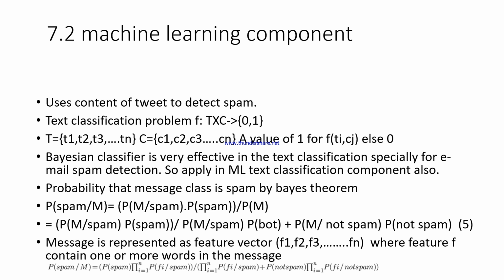We use Bayesian classification because it is very effective for text classification, especially for email spam detection, so we apply it in the ML text classification component also. The probability that the message class is spam is given by Bayes' theorem. Bayes' theorem basically finds the probability of spam in a message. It is represented as the probability of the message given it is spam, times the probability of spam, divided by the probability of the message.